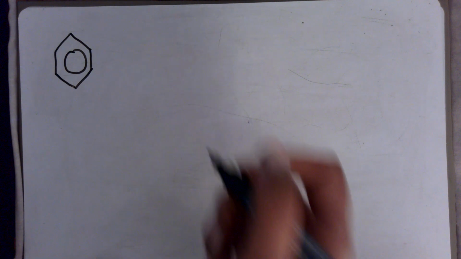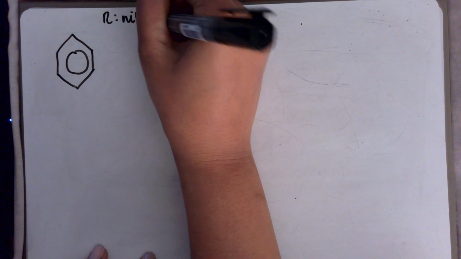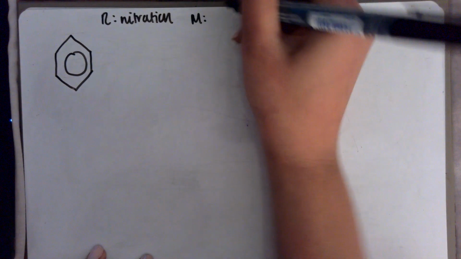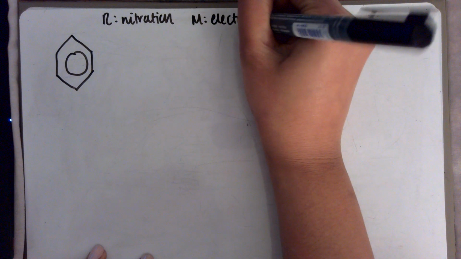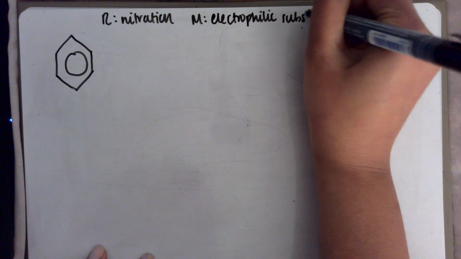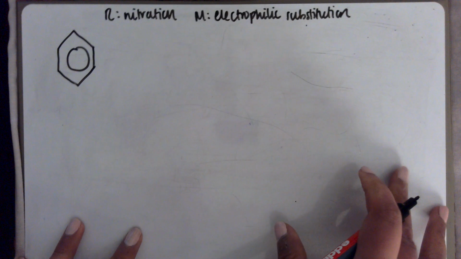So now what we're going to look at is the nitration of benzene, now that we've done the general mechanism for electrophilic substitution. So this is a reaction called nitration, and the mechanism is called electrophilic substitution. The reason I highlight that is because sometimes a question asks for a mechanism name, sometimes it asks for a reaction name.